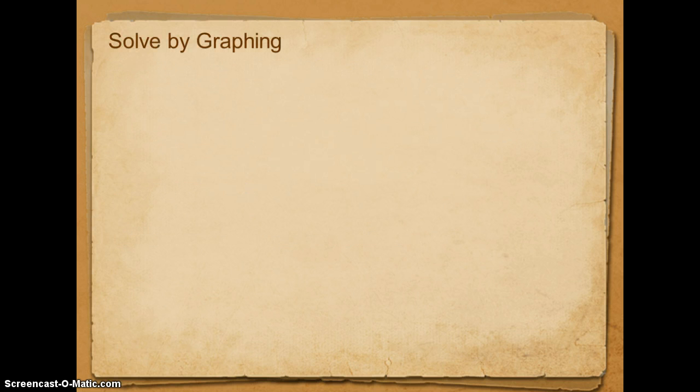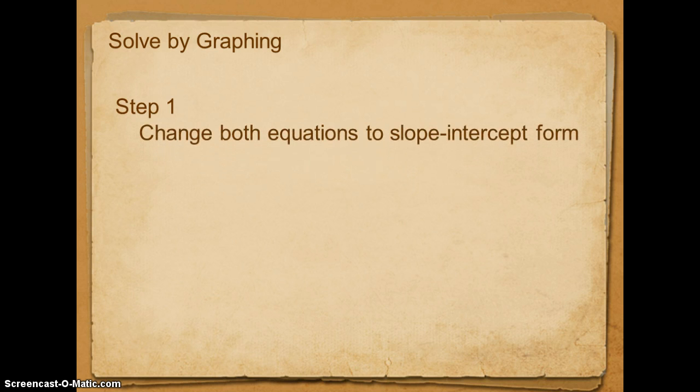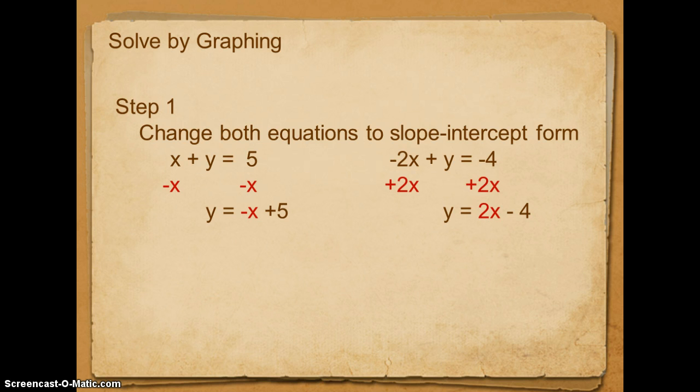Let's talk about solving by graphing. Step 1. Change both equations to slope-intercept form. Here are the two equations that you saw earlier. On the first equation, we want to do y equals mx plus b, so we would have to subtract x from both sides. And the second equation, we would have to add 2x to both sides. And once we do that, we have the y equals mx plus b form, otherwise known as the slope-intercept form.